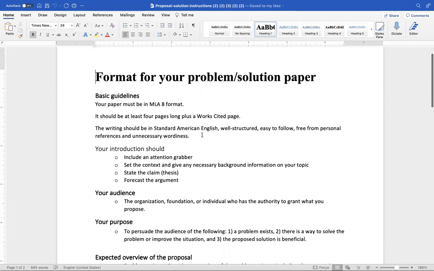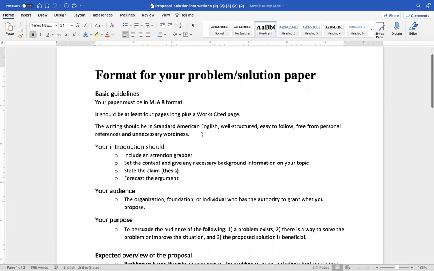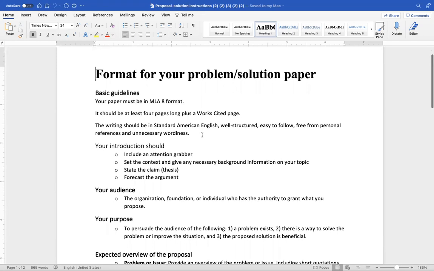The writing should be in standard American English, well-structured, easy to follow, free from personal references and unnecessary wordiness. And we'll talk about this again. Some of y'all totally did not pay attention to using I, me, we, us, our. This is not about you, and you're not to write that. And you're also not to write you. So those things need to disappear from your proposal.